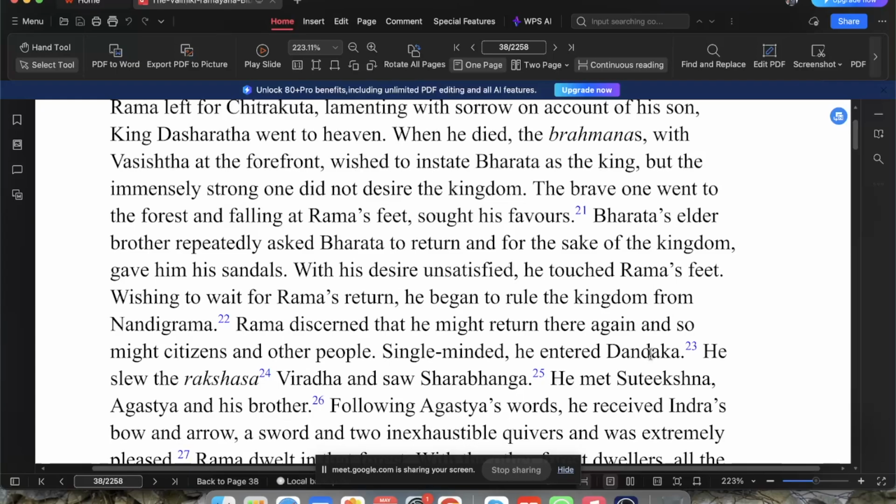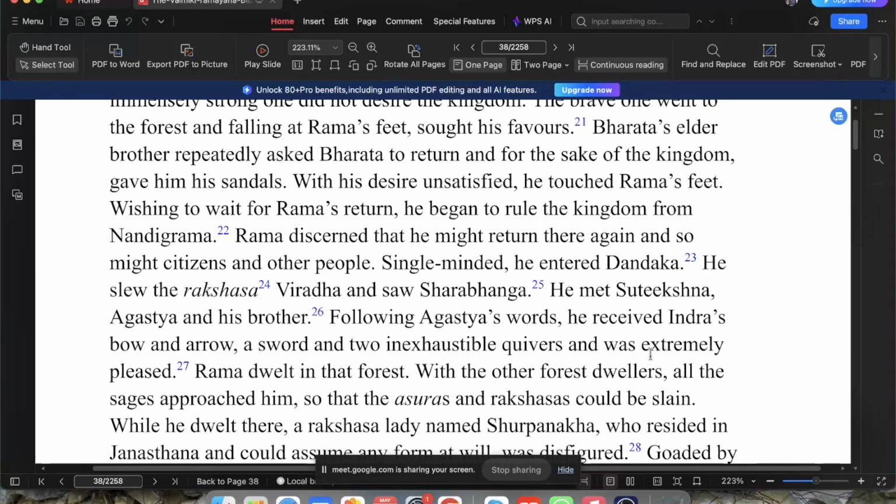Bharata's elder brother repeatedly asked Bharata to return and, for the sake of the kingdom, gave him his sandals. With his desire unsatisfied, he touched Rama's feet. Wishing to wait for Rama's return, he began to rule the kingdom from Nandigrama. Rama discerned that he might return there again, and so might citizens and other people.